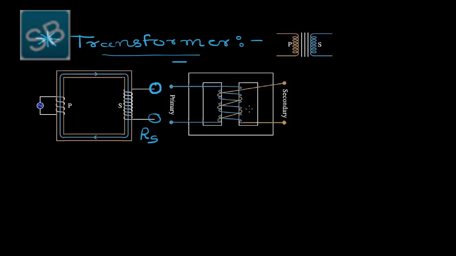And here you can actually see the winding of primary and secondary coil, and this is the circuit symbol which is used to represent any transformer.